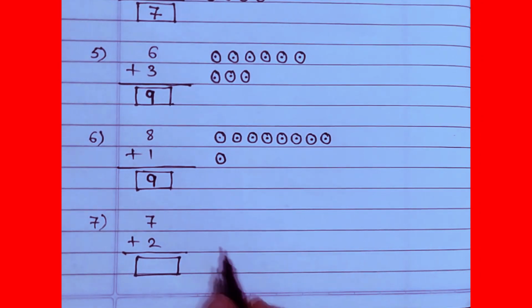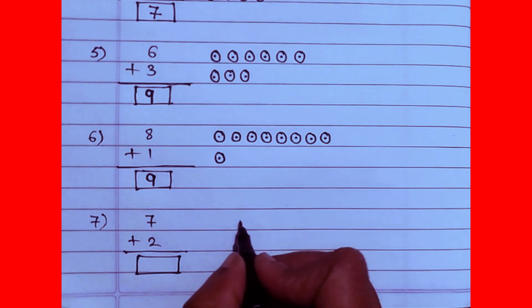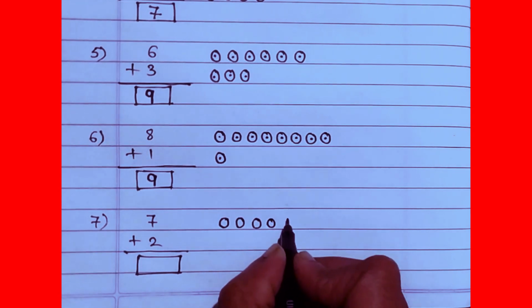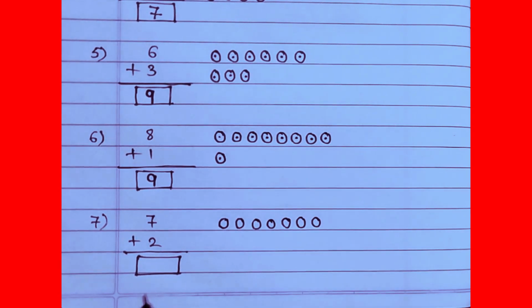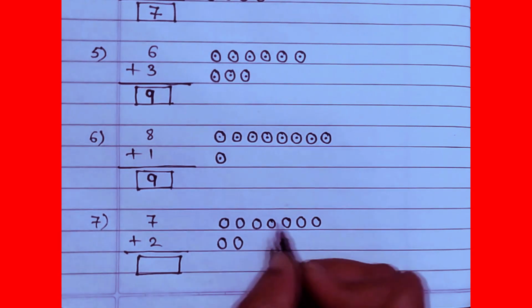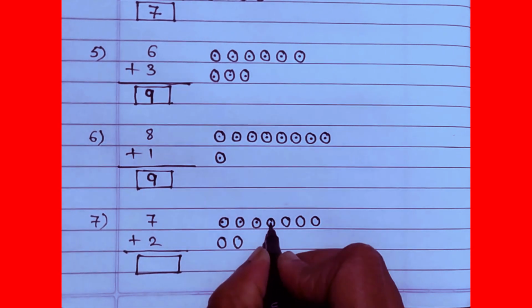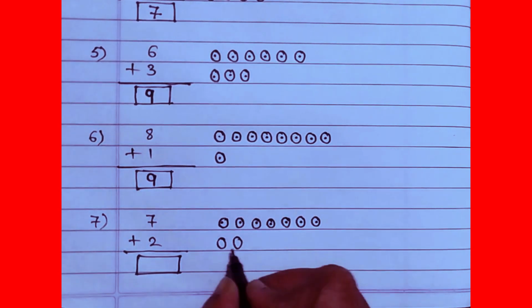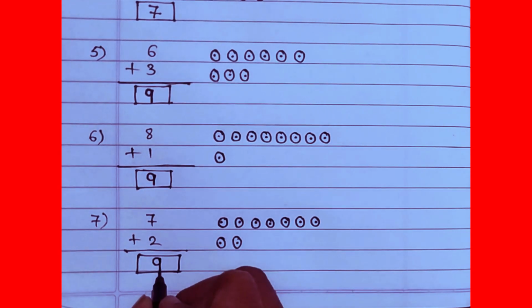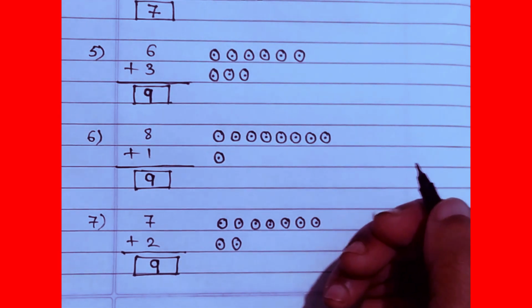Now next, seventh example. 7 plus 2. Draw here 7 beds. 1, 2, 3, 4, 5, 6 and 7. And here 2. 1, 2. Count it together. 1, 2, 3, 4, 5, 6, 7, 8, 9. Okay. Write down 9 into the given bracket.